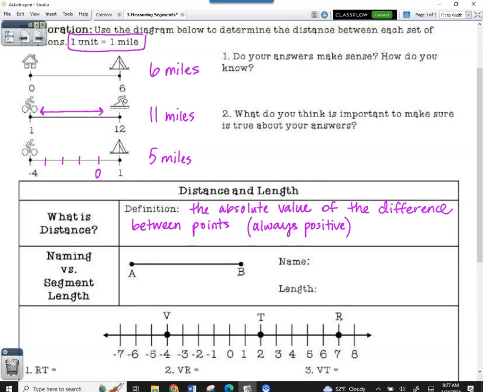Okay, the next section, naming versus segment length. You see this segment right here? Clearly a segment, has a start and a stop. We already know how to name it. So come over here where it says name. I want you to name this segment two different ways right here. Show me the two different ways to name that. We practiced it 2 days ago. If you need a refresher, you can look at page 10. You're naming this segment.